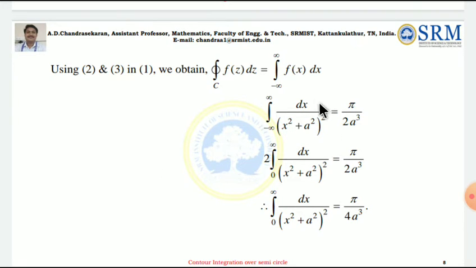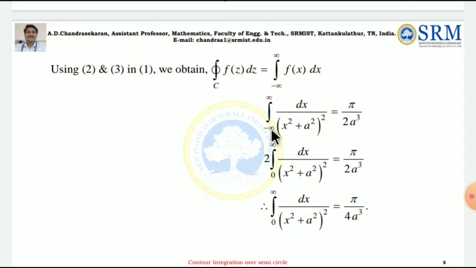Once it is an even function, by using the property, we may write the integral from minus infinity to plus infinity as twice the integral from 0 to plus infinity. So this 2 comes down here, we get pi by 4a cube on the left hand side, the integral from 0 to infinity dx by (x squared plus a squared) to the whole square. The answer is pi by 4a power 3. A is a positive constant. Got it? So this is the answer.